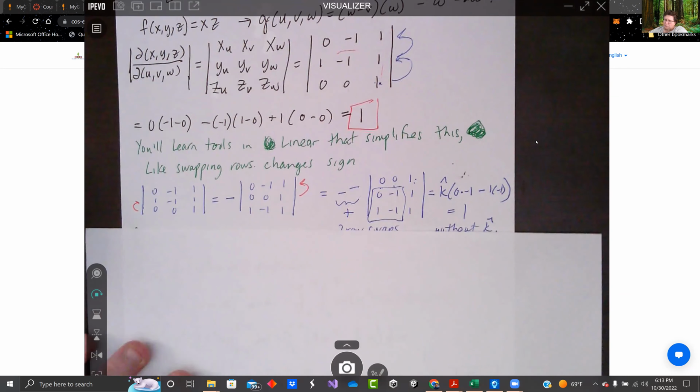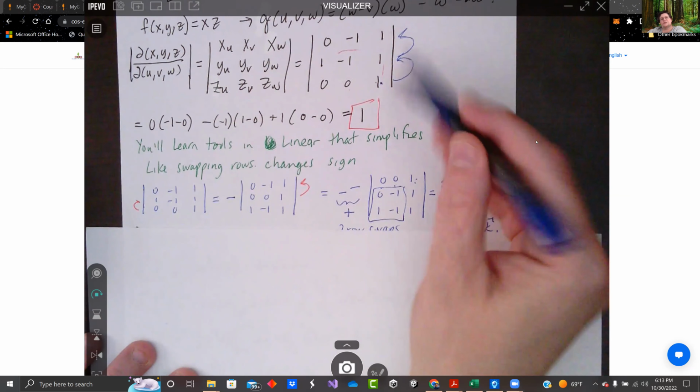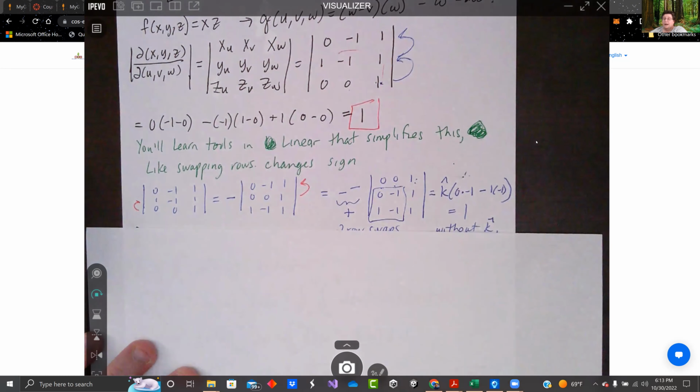I didn't even do the row swaps. I recognized it, I did it in my head. I knew there were 2 swaps, so it would be positive. This is just showing you what you'll learn in linear algebra.